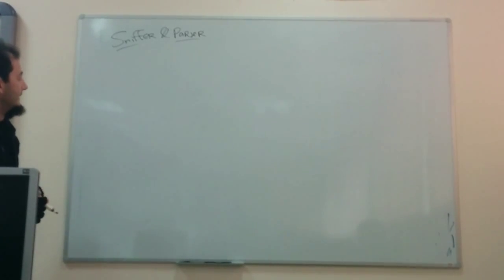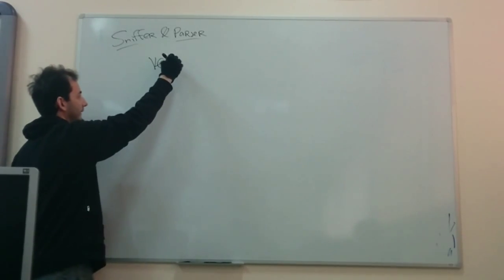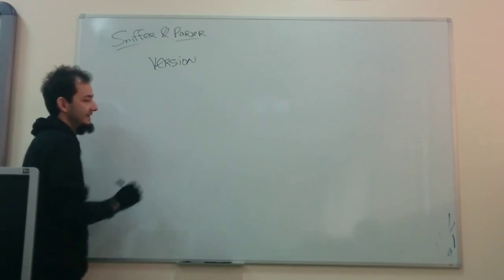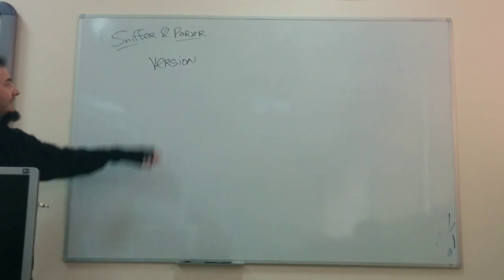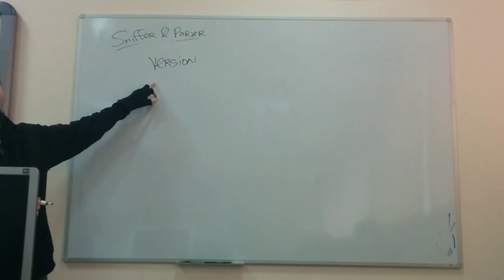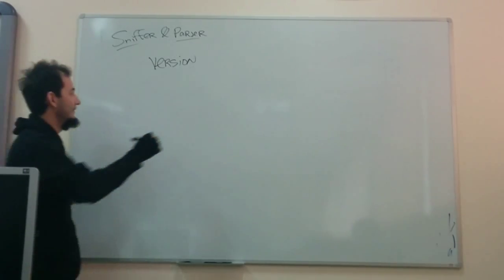So, you remember that the first thing inside the header of an IP packet is the version number. How many bytes are in there? Wait, bytes? Yeah, how many bytes? Half a byte.